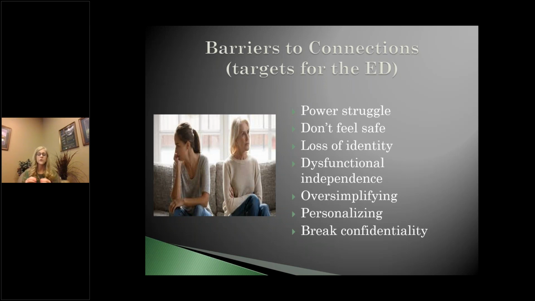We talked about identity. There's a huge loss of identity, and that's a barrier for the person with the eating disorder to connect to the loved ones and the functional folks in their life, which creates this false sense of dysfunctional independence. Oversimplifying is easy to do. You want to give that advice, but oversimplifying with simple solutions is extremely frustrating to the loved one. And so we want to help our caregivers understand what oversimplifying is.